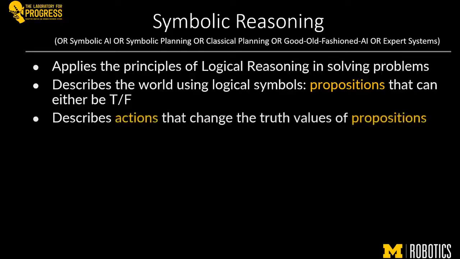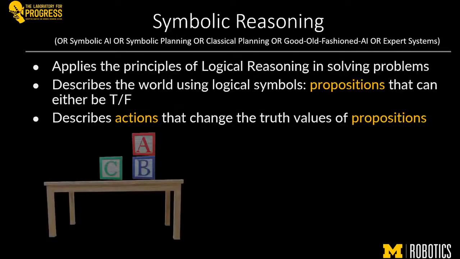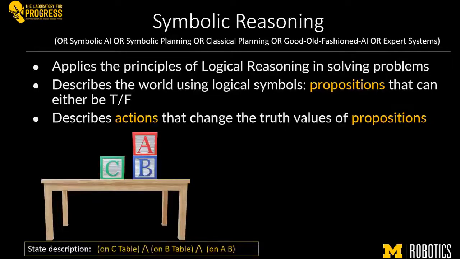And another thing in symbolic planning are actions. Actions essentially change the truth values of these propositions. An example could be this Blocksworld domain here. We could describe this Blocksworld domain in terms of propositions like on C table, on B table, and on A B. It's a conjunction of all of these symbolic propositions that essentially describes a symbolic representation of this Blocksworld domain.